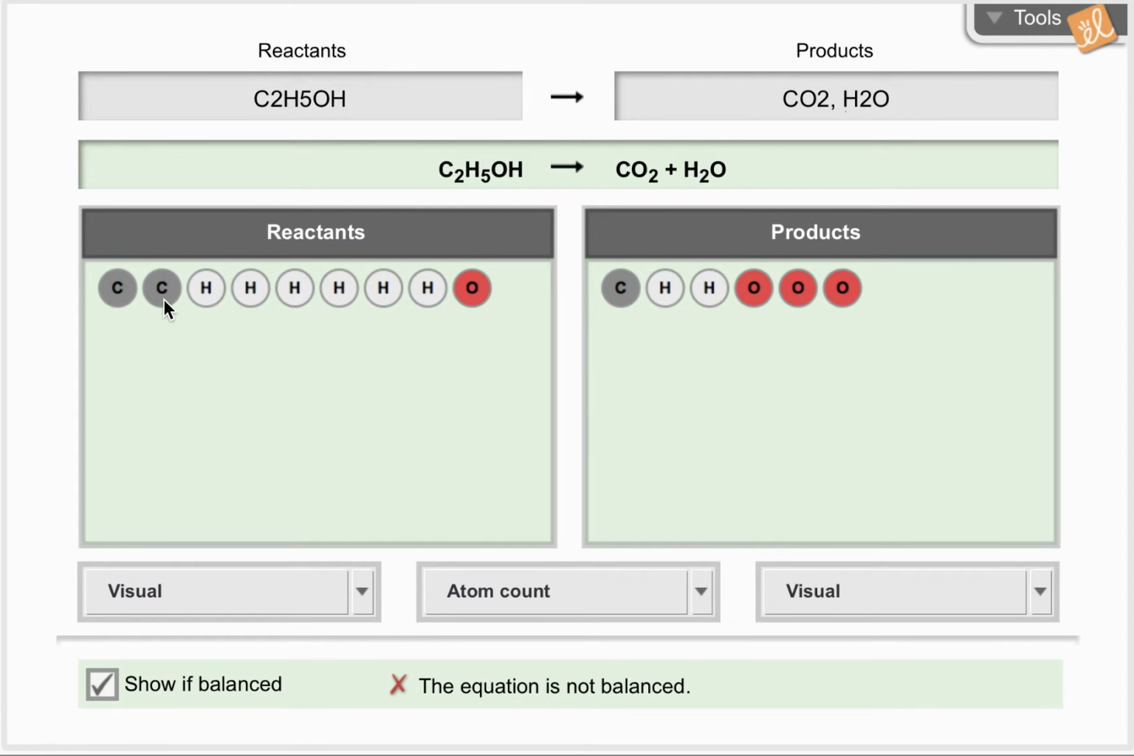For one thing, I have 2 carbons on this side, and I have 1 carbon on this side. Well, CO2, the actual molecule there, can't change. But I can change how many CO2 I have. So if I put a 2 in front of this, that will make it so that I now have 2 of those CO2 molecules. So that has fixed my carbons, but I haven't fixed my hydrogens and I haven't fixed my oxygens. So I want you to take a minute and try and balance this.